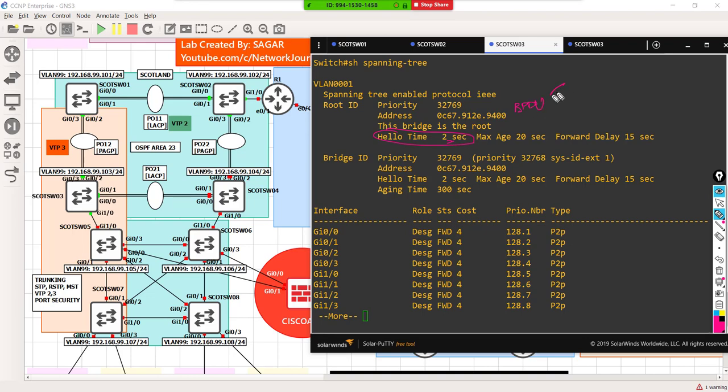Now there are 2 types of BPDU. One is called configuration BPDU and the second is called TCN, that is topology change BPDU. What is the difference? When I'm configuring STP or powering on switches for the first time, it is the configuration type of BPDU that carries all the details like MAC address and priority. Then the calculations happen, and which port is forwarding and which is blocking is decided.